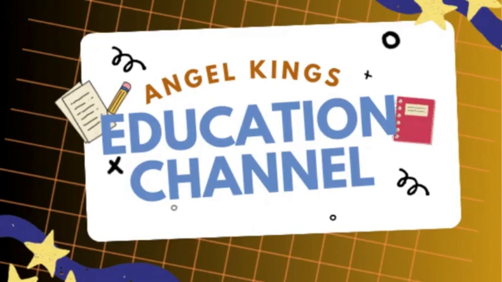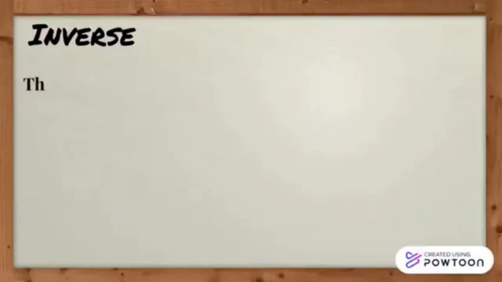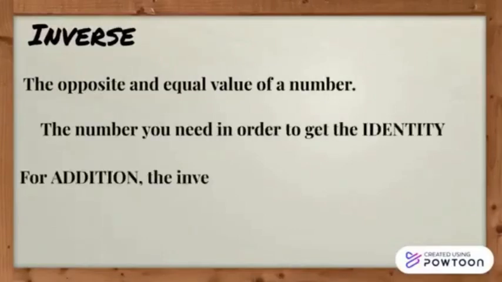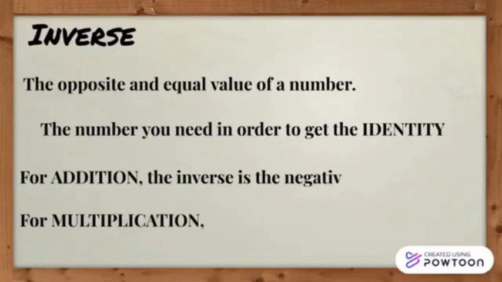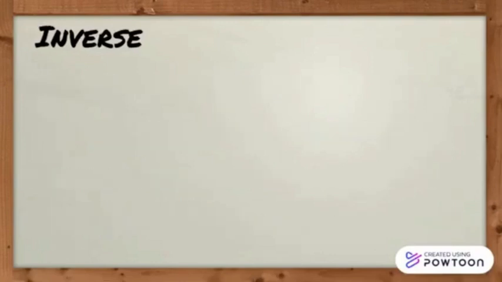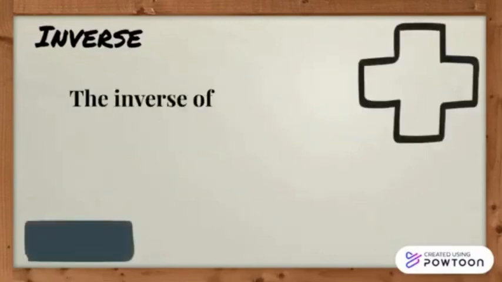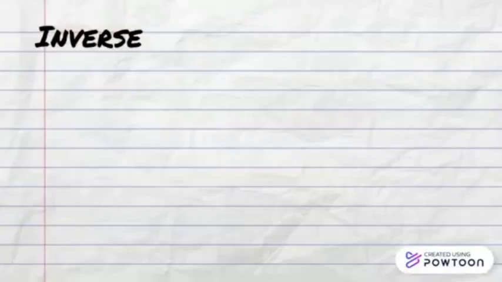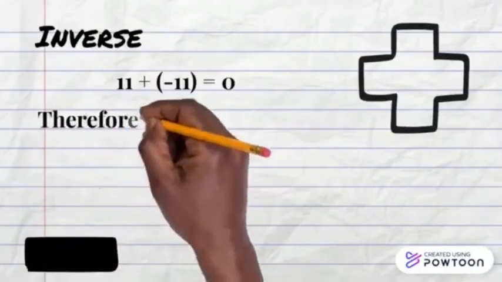The inverse is basically a number which, when operated on another number, will give the identity of that operation. In terms of addition and subtraction, the inverse is just the negative of the number in question. For instance, the inverse of negative 1 is positive 1. The inverse of 70 is negative 70, etc.